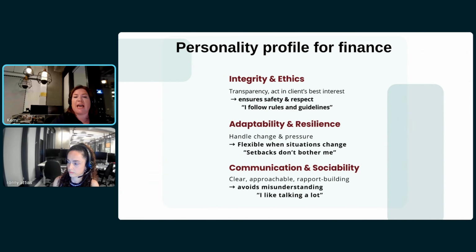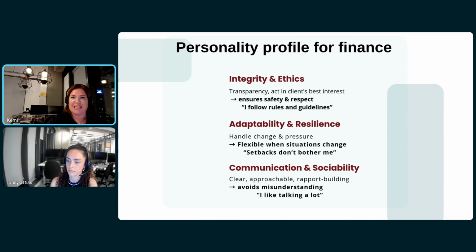And finally, communication and sociability. This talks about being social, clear, approachable, rapport building, wanting to network with people, work in teams. Being communicative will avoid misunderstanding. Example statements would be, I like talking a lot, something along those lines, or I like being in big crowds.